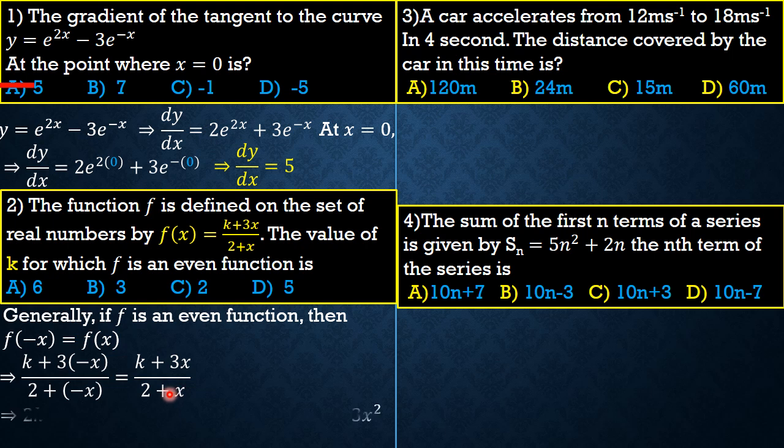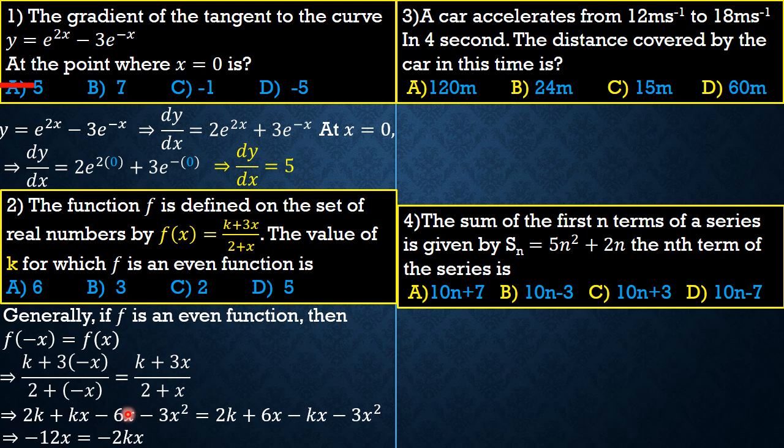If we cross multiply, we are going to have 2k plus kx minus 6x minus 3x squared equal to 2k plus 6x minus kx minus 3x squared. There is a 2k on the left hand side and a 2k on the right hand side, so they can cancel. There is a negative 3x squared on the left hand side and also a negative 3x squared on the right hand side, so they can cancel. If we combine like terms, we are definitely going to have negative 12x equal to negative kx.